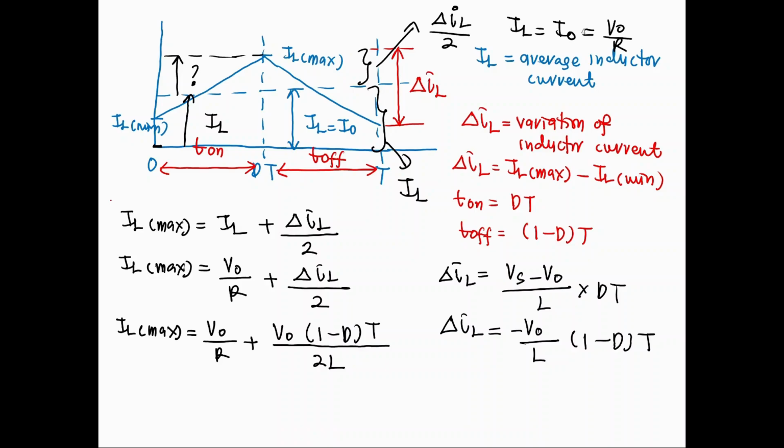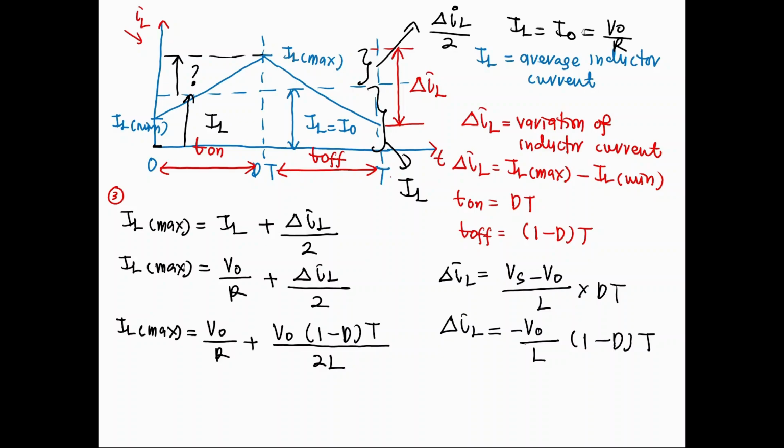Next, we're going to go for the third equation, where we need to find IL max, the maximum inductor current, and also the minimum inductor current. How are we going to find this maximum inductor current? By using the help of this diagram over here. This is the inductor current waveform, current versus time, and we do it for one cycle.